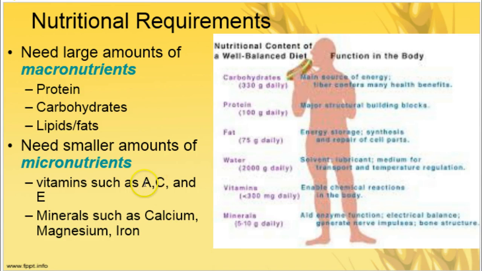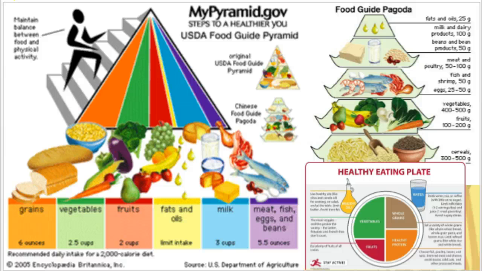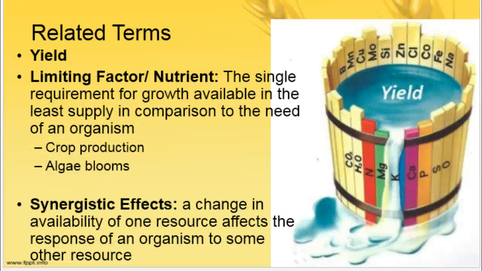Vitamins are usually given a letter name, whereas minerals you can find on the periodic table. These are single elements. And there's lots of different ways that you can show how these should be put together, and different countries come up with different systems to show people how to eat a balanced diet that's going to give them all of these macro and micronutrients. But you can see that carbohydrates in most countries make up the largest portion, followed by proteins, and then you should limit the amount of fats that you're taking in.